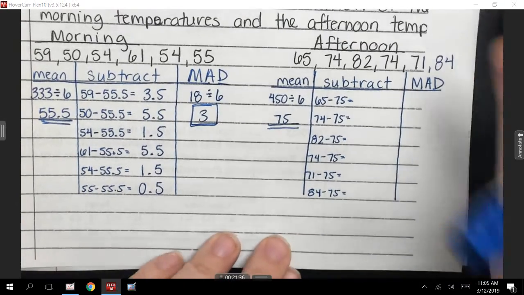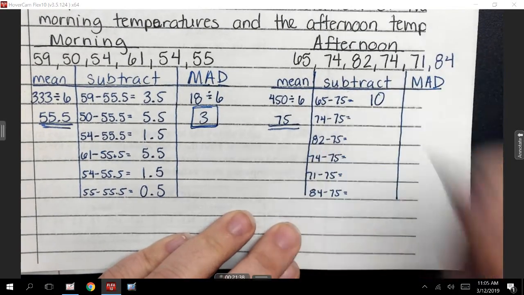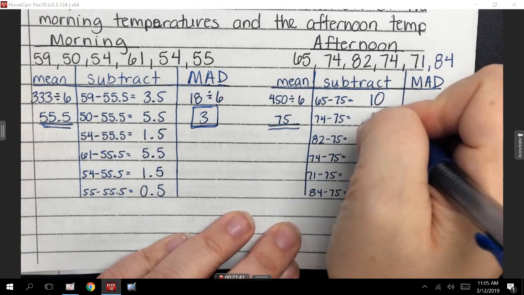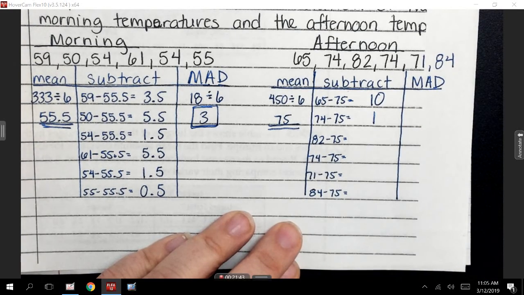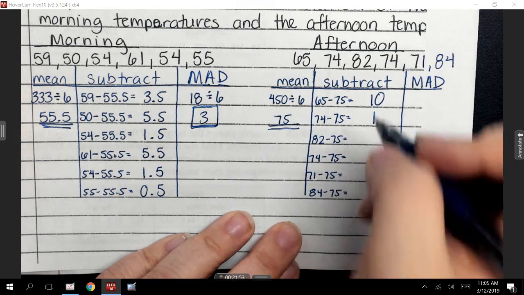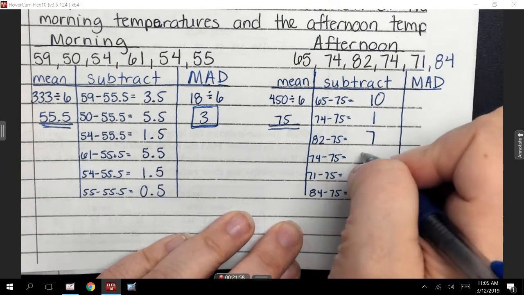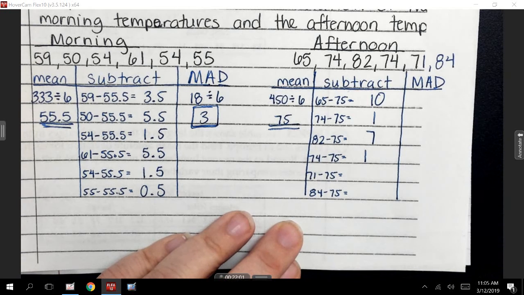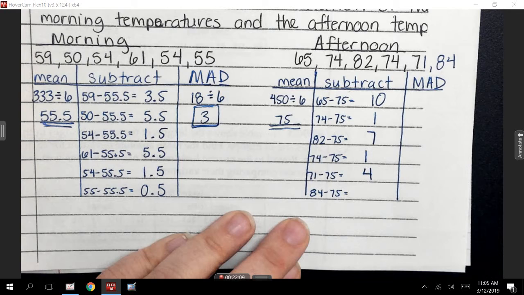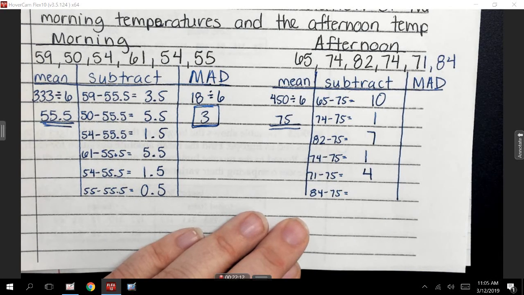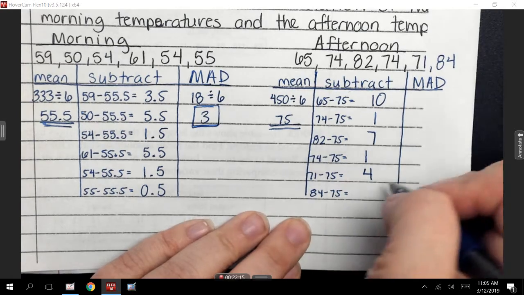All right. What do I get for 65 minus 75? Anahi? 10. 74 minus 75. Maribel? 1. 82 minus 75. Tony, you got that one for me? Perfect. And Carlos, I saw your hand. 74 minus 75. 1. 71 minus 75. Amaya. 4. And 84 minus 75. Chris, give me that last one. Type it in. 9. Perfect.